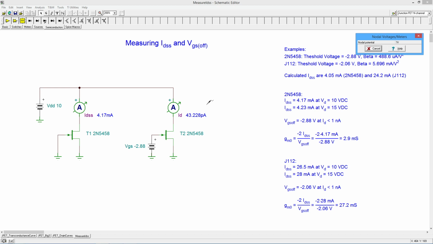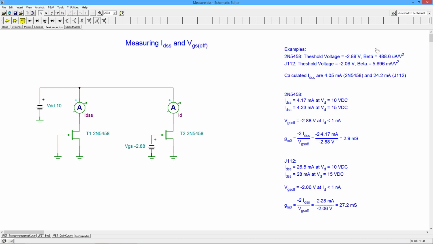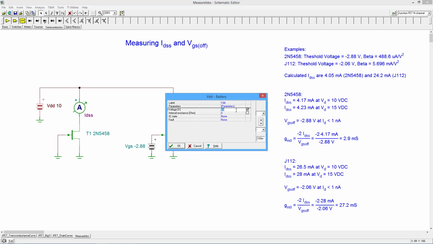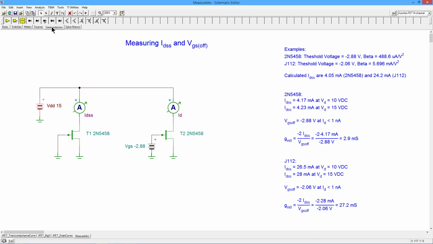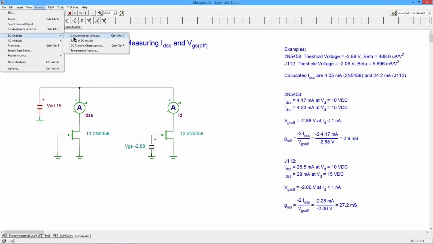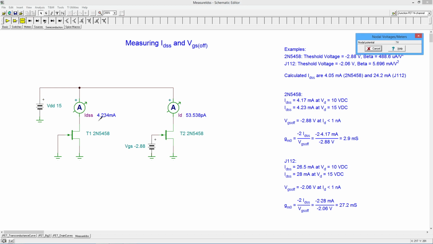Now, the ID over here is coming up at this ridiculously small 43 picoamps. I don't really care about that value so much. First thing I want to do is come back over here and change this power supply to 15 volts, and rerun this just to sort of prove a point. Notice this has popped up to 4.23 milliamps.